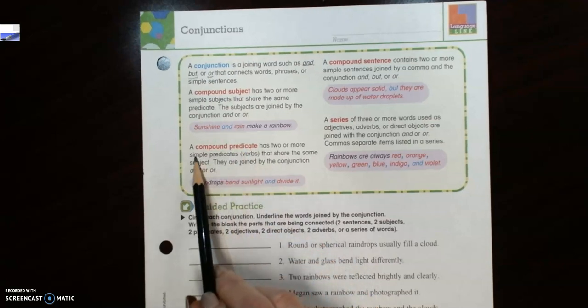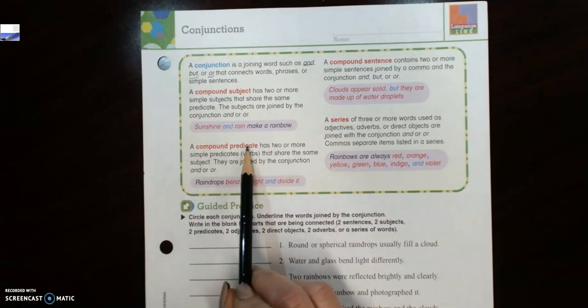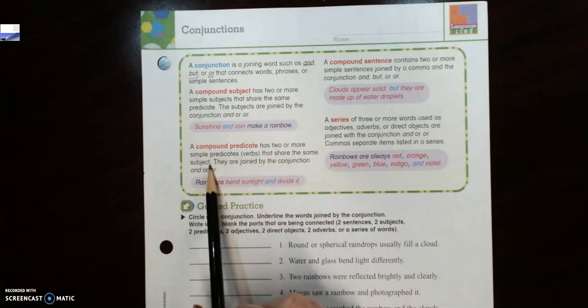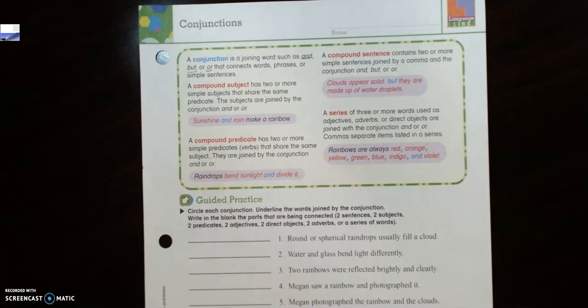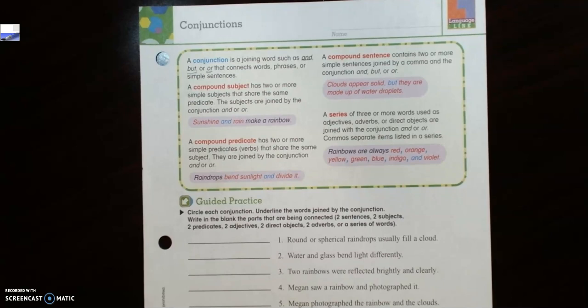So let's look at the next one. A compound predicate has two or more simple predicates, which are verbs, that share the same subject. They are joined by the conjunction and, or. So let's look at the sentence. Raindrops bend sunlight and divide it.